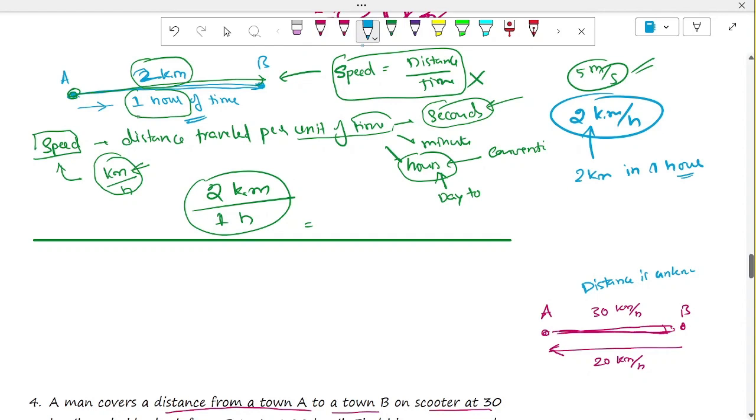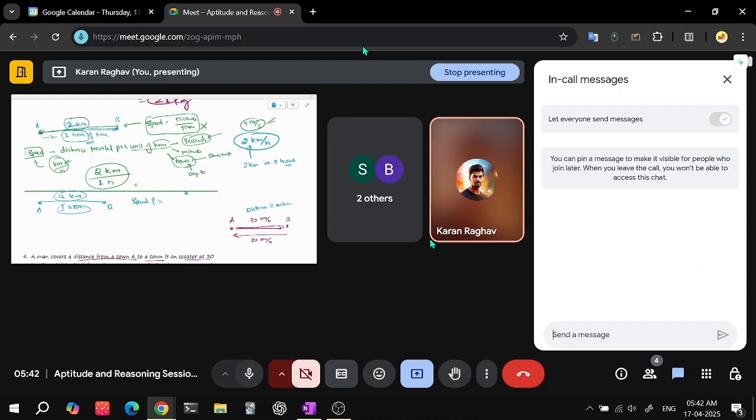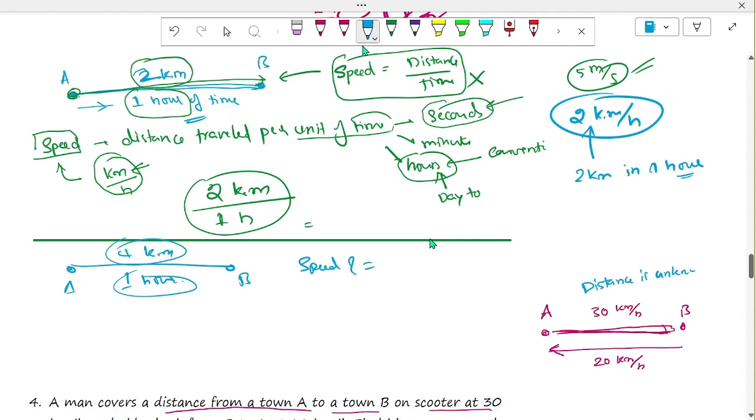Okay, I feel it is a bit problematic to understand, so I'll give another example. The answer to this question is 2 kilometers per hour, meaning he is traveling 2 kilometers in 1 hour. Now let's imagine that from A to B it is 4 kilometers, and he is taking 1 hour to travel. What will be the speed in this case? Initially it was 2 kilometers traveled in 1 hour, so 2 kilometers per hour. Now the distance is 4 kilometers in 1 hour, so it should be 4 kilometers per hour.